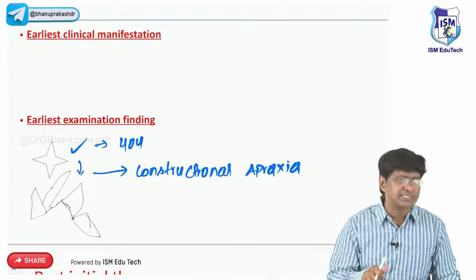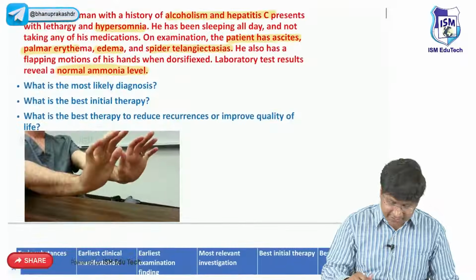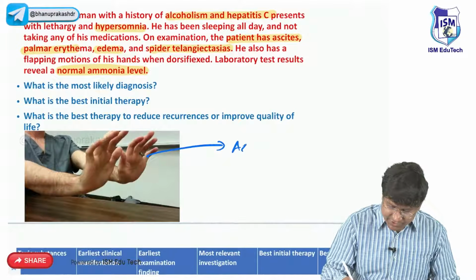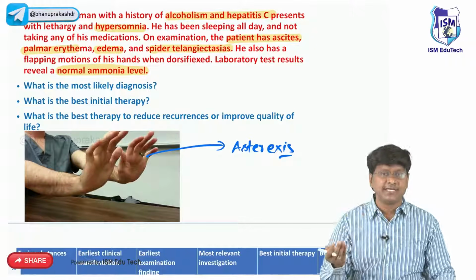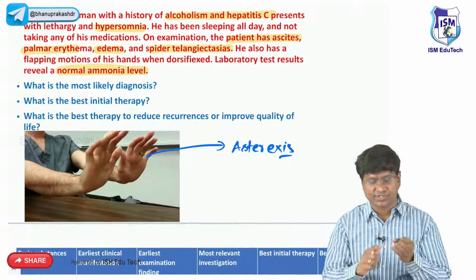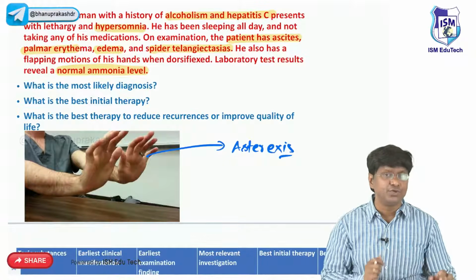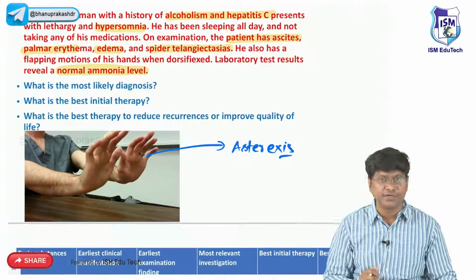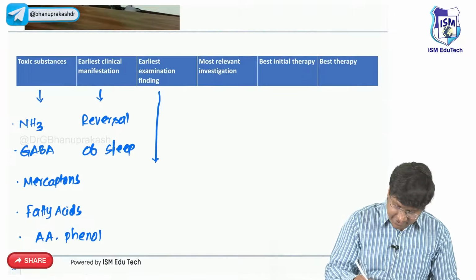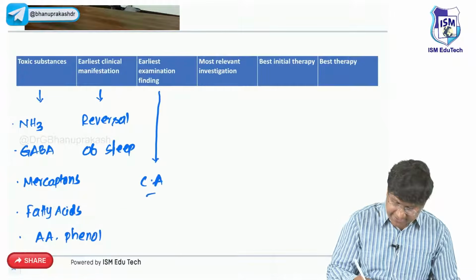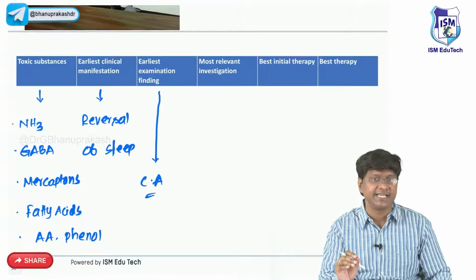Now, next to this constructional apraxia, another examination finding that you can have is this asterixis. Now, this asterixis is not just seen only in hepatic encephalopathy. The other conditions where you can have this asterixis, you can also see in case of carbon dioxide narcosis. You can also see this in case of uremic encephalopathy. These are the differential diagnosis for your asterixis. Okay. So earliest examination finding is what? Constructional apraxia.